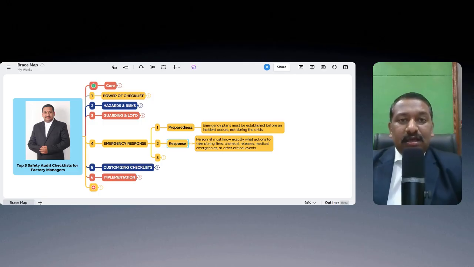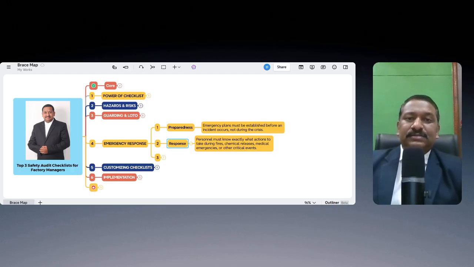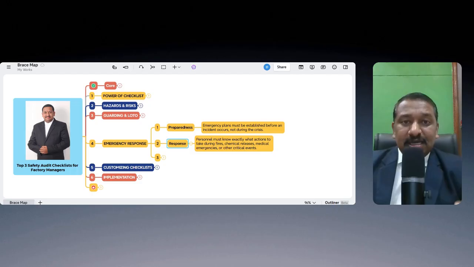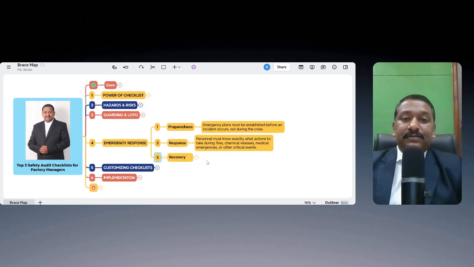Second is the response. Personnel must know exactly what actions to take during fires, chemical release, medical emergencies, or other critical events, related with the first aid teams, firefighting teams, emergency response teams, safety teams, incident controllers, site controllers, and the HR person, who is a key aspect in the communication. So emergency response is mandatory.